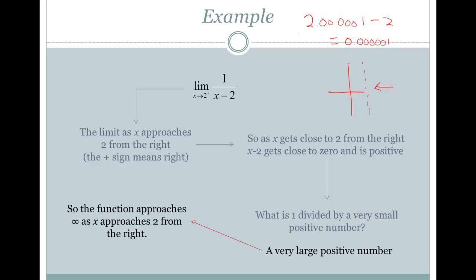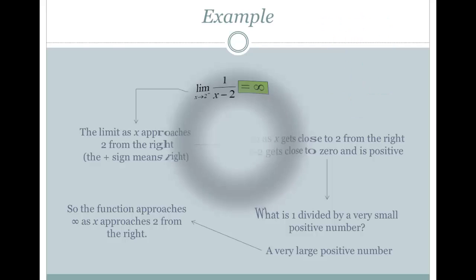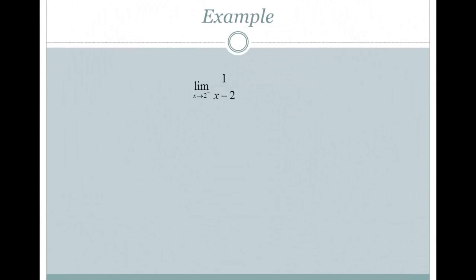Well, the result is a very large positive number. And so the closer I get to this value of 2, the bigger the function value is going to be, and so we say that that function is going to approach infinity. Okay? Hopefully that makes sense. Let's look at the other direction. What happens when I come in from the left?